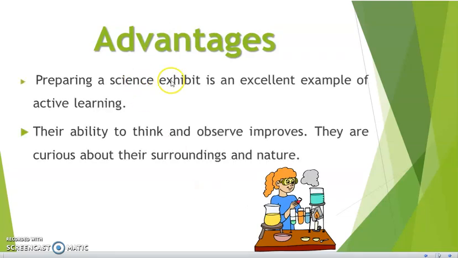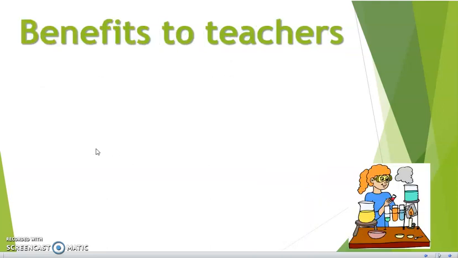Then, preparing a science exhibit is an excellent example of active learning, because they actively engage in whatever they are doing, and they are not just passively receiving information like they do in the class. Their ability to think and observe improves. They are curious about their surroundings and nature.